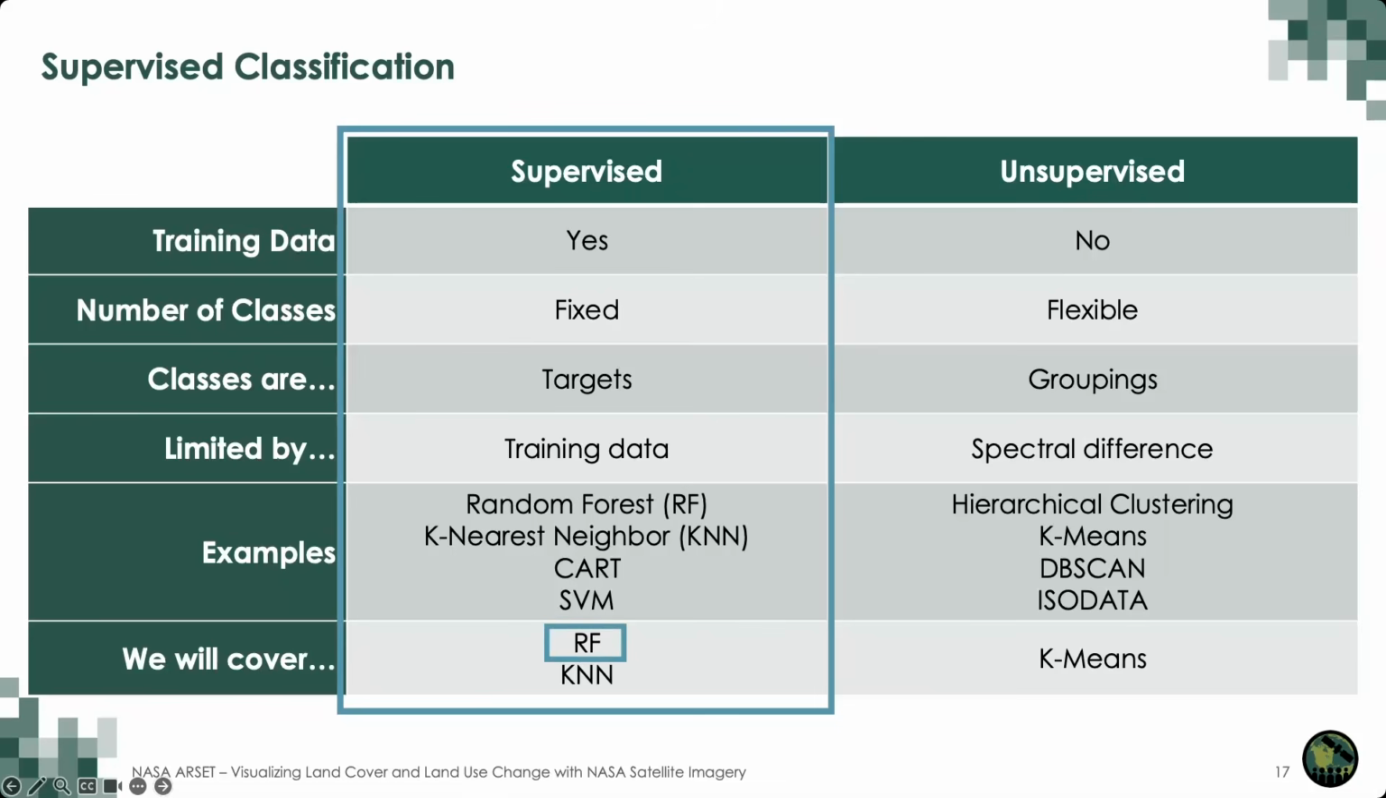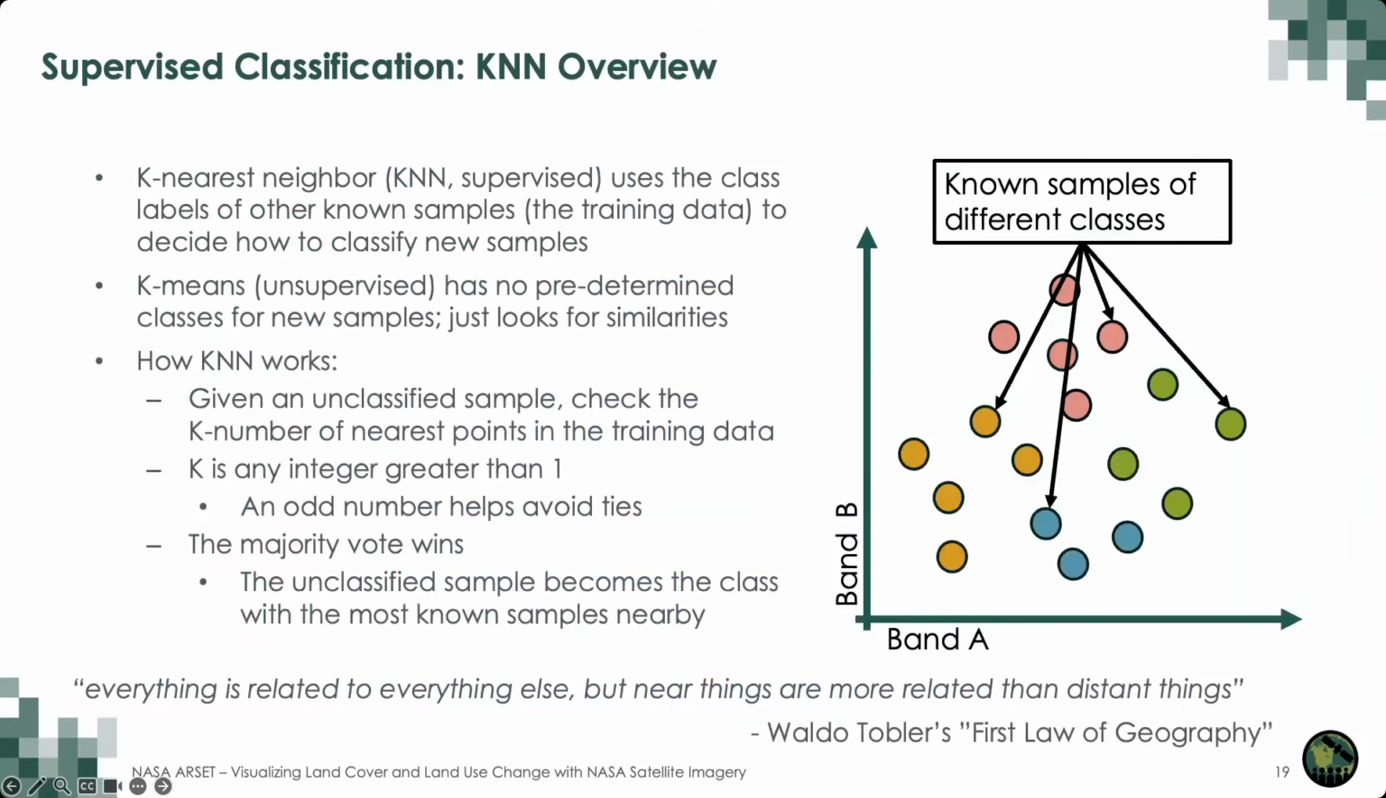However, since we discussed k-means in detail in part 1, let's briefly discuss the related k-nearest neighbor. K-nearest neighbor uses the class labels of the training data to decide how to classify new data. K-means, being unsupervised, has no predetermined classes and only relies on similarities. In brief, this is how k-nearest neighbor works. Given a new sample, check the k-nearest points, or neighbors, and assign the new point the class which is most frequent among those neighbors. K can be any integer greater than 1, but it's usually good to choose an odd number to help avoid ties.